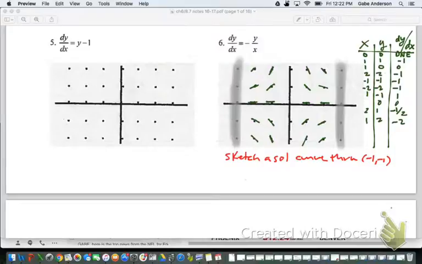Okay, so for a solution curve, I would suggest this. I'll do my best. Let's try that again. What do you guys think? Got a curve to it right there. Let's talk about some things that are going on here.